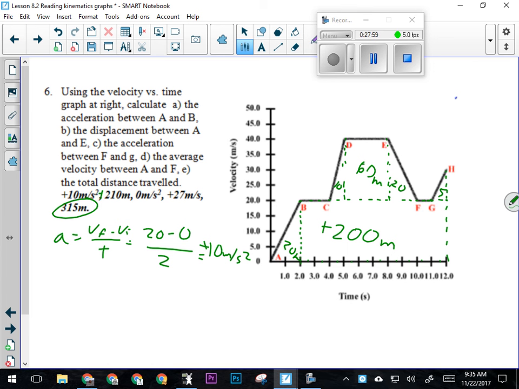So between A and F, I would need to get the total displacement. I would just shorten this triangle by 80 by 20 meters? No, by 40 meters. So this would be 160. I'd add those together and divide by the 10 seconds. Sorry, I missed that one.